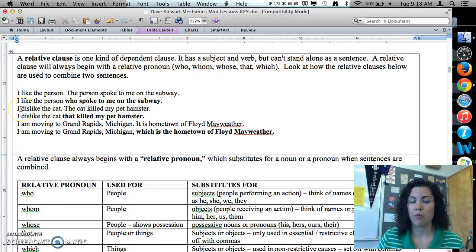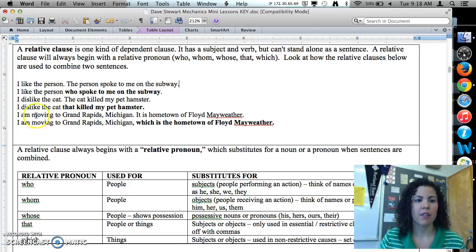You could do it again with a different word. I dislike the cat killed my pet hamster. You could say, I dislike the cat that killed my pet hamster. Notice when we talk about a person, we use who, but when we talk about an animal, we use that. Then we have, I am moving to Grand Rapids, Michigan. It is the hometown of Floyd Mayweather, who is apparently a boxer, if you don't know. My husband told me. You can say, I am moving to Grand Rapids, Michigan, comma, which is the hometown of Floyd Mayweather. So here we add in the which.